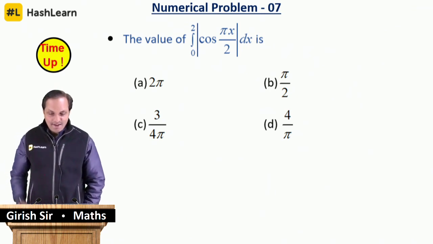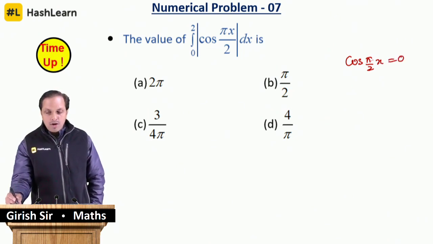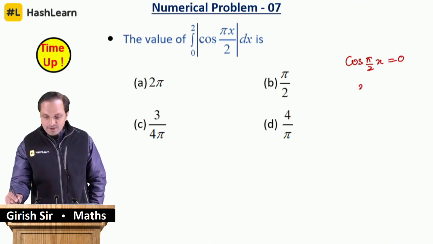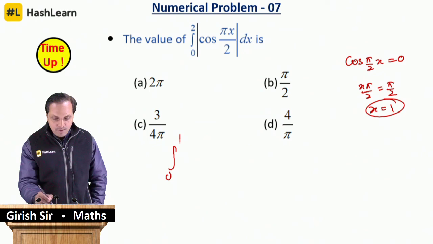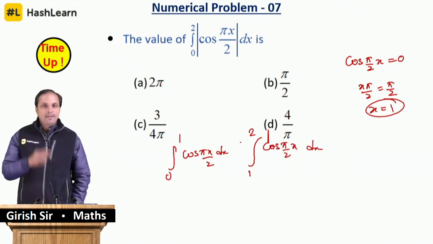Time up, and let's see, you know that cos pi by 2 into x, if you equate it to 0, you know cos 90 is 0, means pi by 2 into x is equal to pi by 2, means x is 1. So आपको split करना है 0 to 1 cos pi x by 2 and 1 to 2 cos pi by 2 into x dx and also dx here.